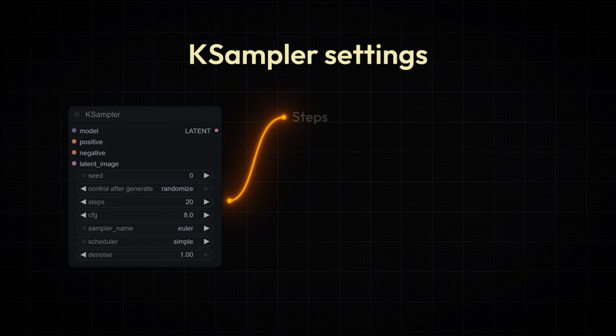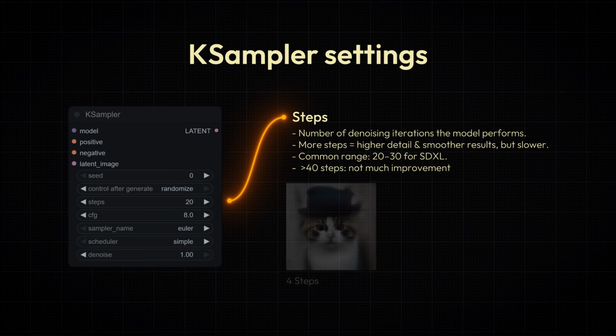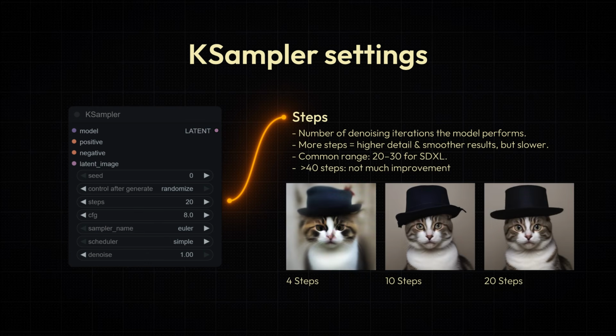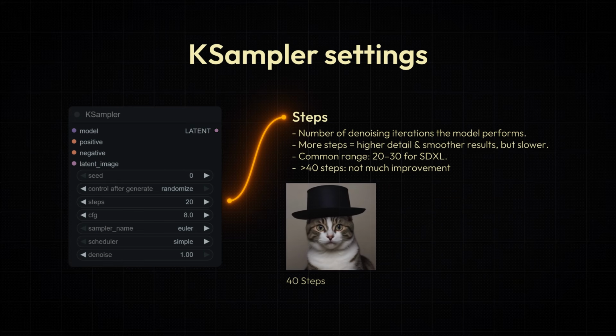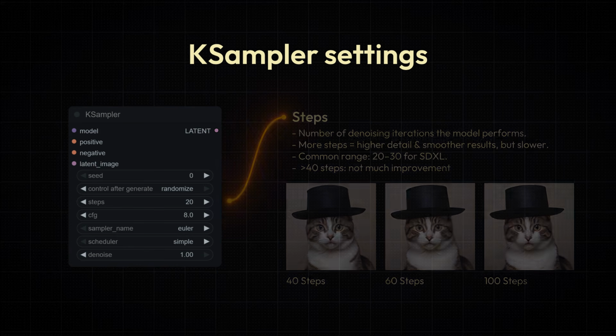Next up is steps. This controls how many denoising steps the model takes to turn random noise into a finished image. You can think of each step as a single brushstroke in the image's evolution. More steps mean finer details and smoother transitions, but also longer processing times. For SDXL, something around 20 to 30 steps is usually a sweet spot.